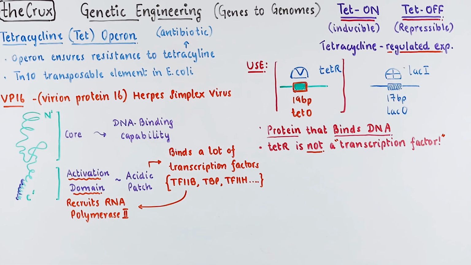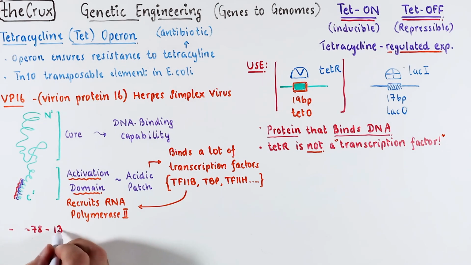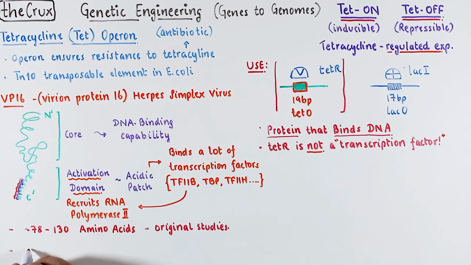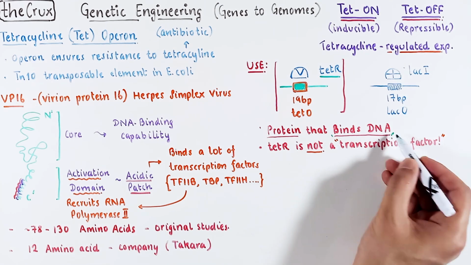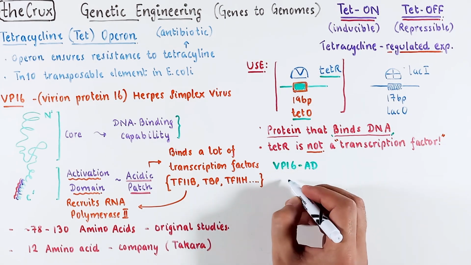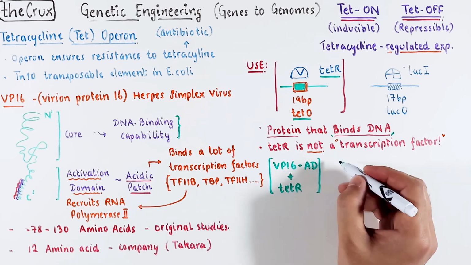Some small side note: the activation domain is the last 80 to 130 amino acids of VP16, depending on the paper that you read from the 90s. But the acidic patch of about 12 amino acids is what is being used today in the TET system, at least in the one sold by Takara. Now, given that tetR binds DNA, we do not need the DNA binding capability of VP16. It is not that good anyways. But instead, we take the VP16 activation domain and fuse it at the C-terminal end of the tet repressor.